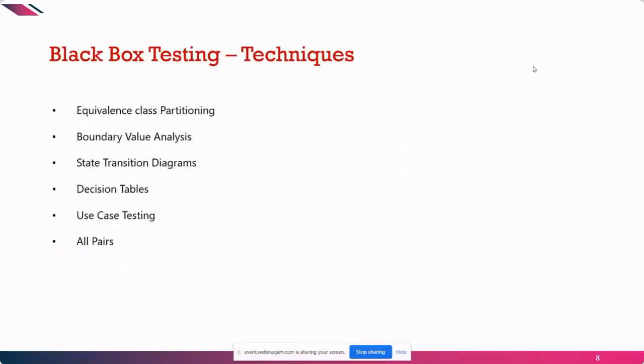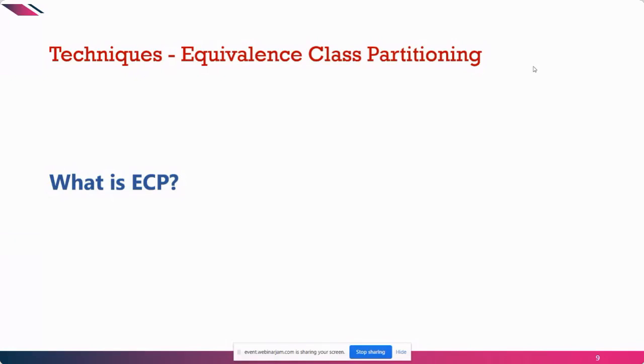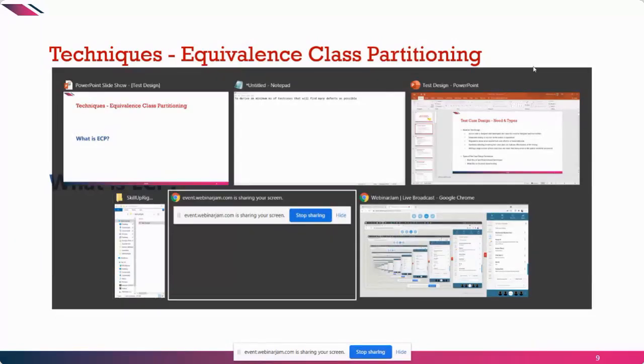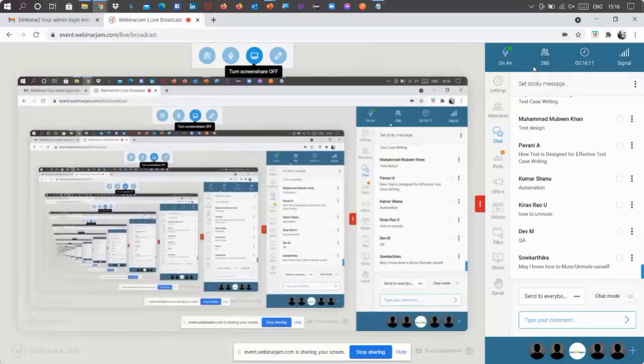Now, what is equivalence class partitioning? What is ECP? What would you think, team? What would you say as a definition for equivalence class partitioning? Can some of you please send a chat message? What do you think about ECP?